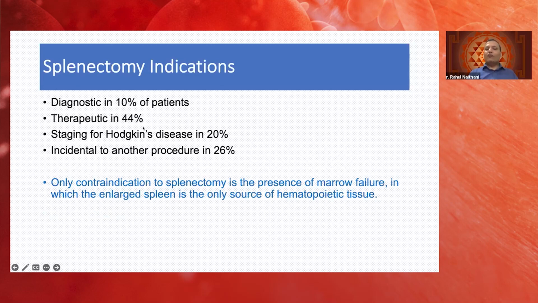It was therapeutic in 44%, where the diagnosis is already established. In older times, staging for Hodgkin's lymphoma in 20%, and incidental to another procedure. Sometimes somebody presents with road traffic accident. Sometimes in a lot of liver surgeries, Whipple procedures, they need to take the spleen out. Now, the only contraindication to splenectomy is the presence of marrow failure, where the enlarged spleen may be the only source of hematopoietic tissue. We make an exception to this, the exception is myelofibrosis, where spleen was the only site which was supposed to make marrow.